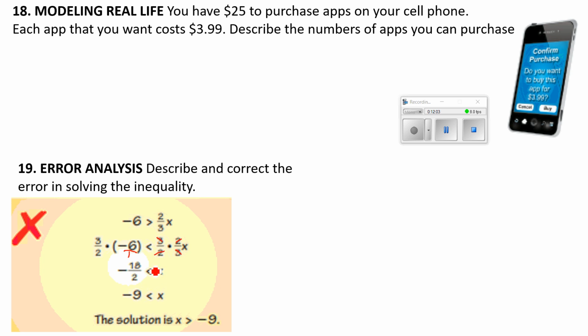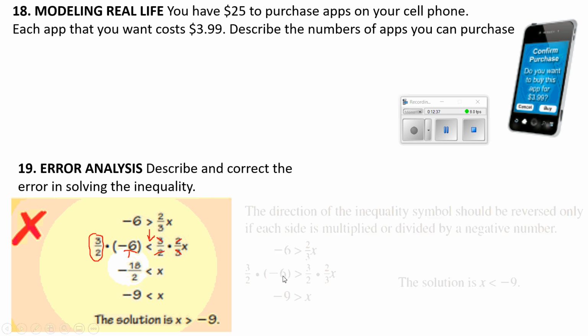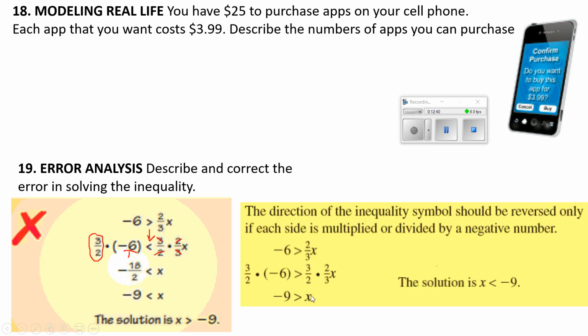Now I have negative 18 over 2. And I'm showing that it's less than x. And here's my problem. You notice over here the symbol is in this direction. And for some reason, they decided to turn it around. But we never multiplied or divided by a negative number, did we? This was a positive number that we multiplied by. So we never should have turned the symbol around. The solution, x is greater than negative 9, is incorrect. It should be less than negative 9. Does everyone see that? X is less than negative 9.